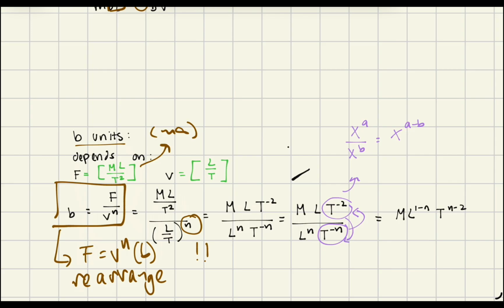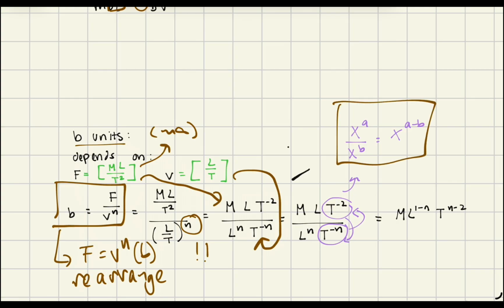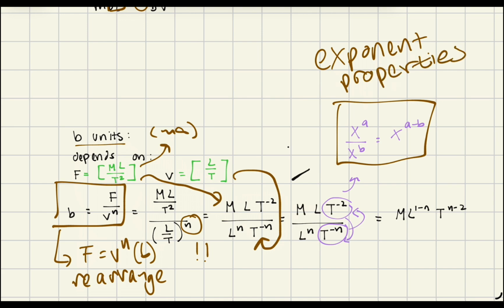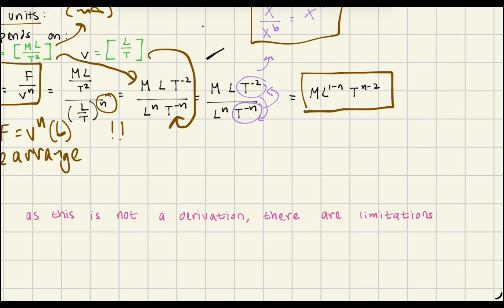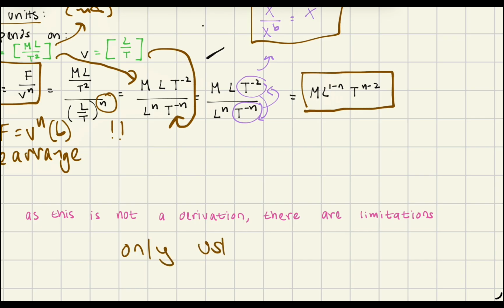So now we can write this as m times L times t to the negative 2 over L to the power of n times t to the power of negative n. And now we're going to do some rearranging with the idea of x to the power of a over x to the power of b is equal to x to the power of a minus b. So for final, we get b is equal to m times L to the power of 1 minus n times t to the power of n minus 2. As this is not a derivation, there are limitations. Keep that in mind, for we can't find the constants and for other cases that we'll find out soon enough.